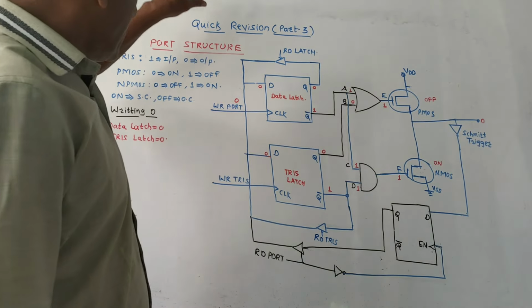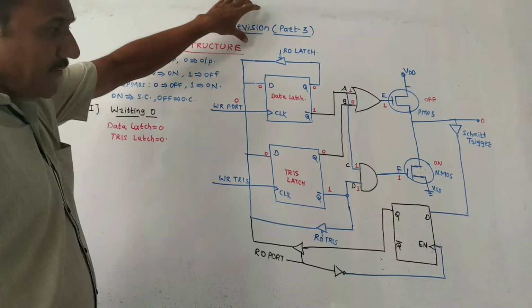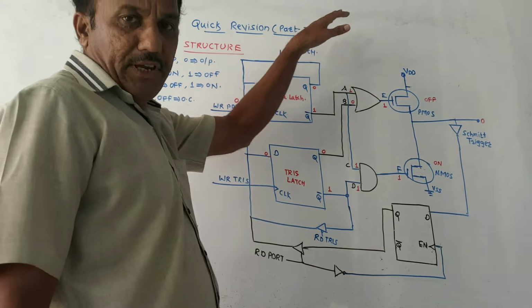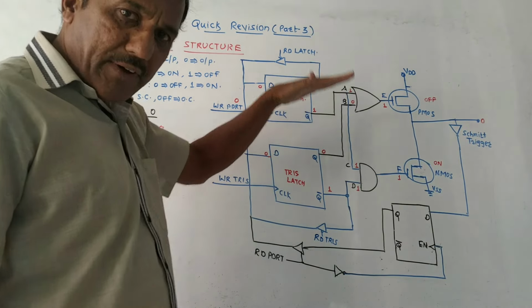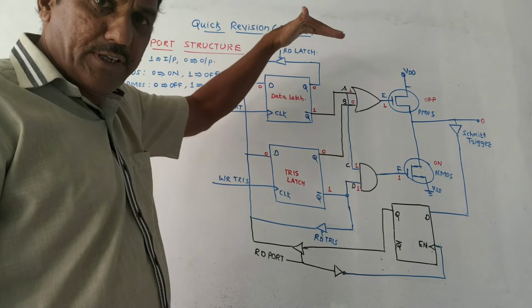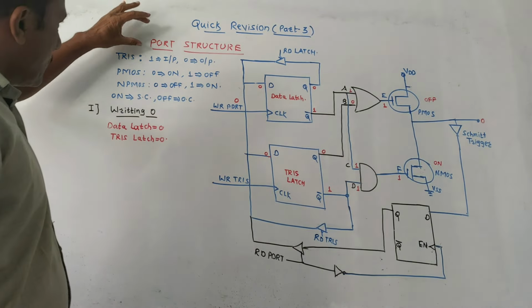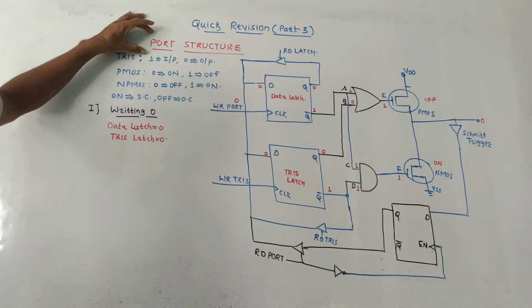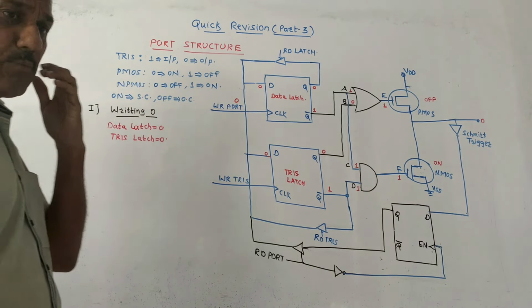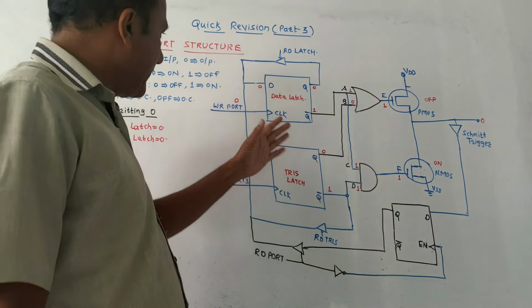Dear students, this session is quick revision part 3 of the subject microcontrollers. We will be revising unit number 5 and unit number 6. So the first part is port structure. This is an important concept from the exam point of view. We may expect a question like this.